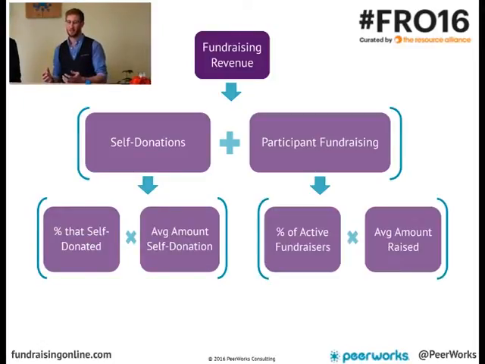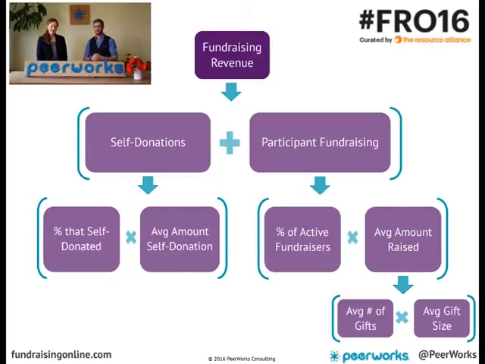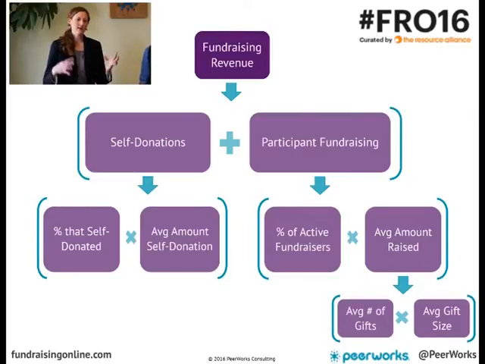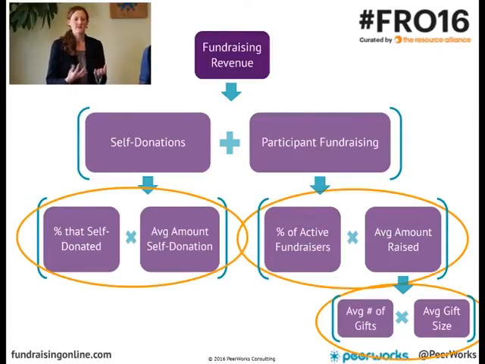With participant fundraising, we then look at the percentage of fundraisers that activate as a fundraiser. There's also a large group of people that don't fundraise if you don't have a fundraising minimum, but we're looking at the percentage of participants that activate as a fundraiser, and then also at the average amount they raise. And within this average amount, we then break that down into the average number of gifts and the average gift size. So these are really the KPIs of your peer-to-peer fundraising event.